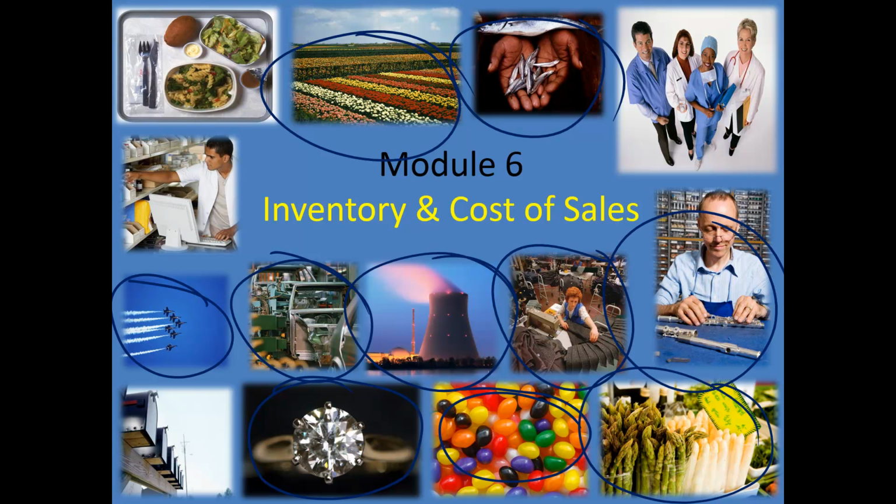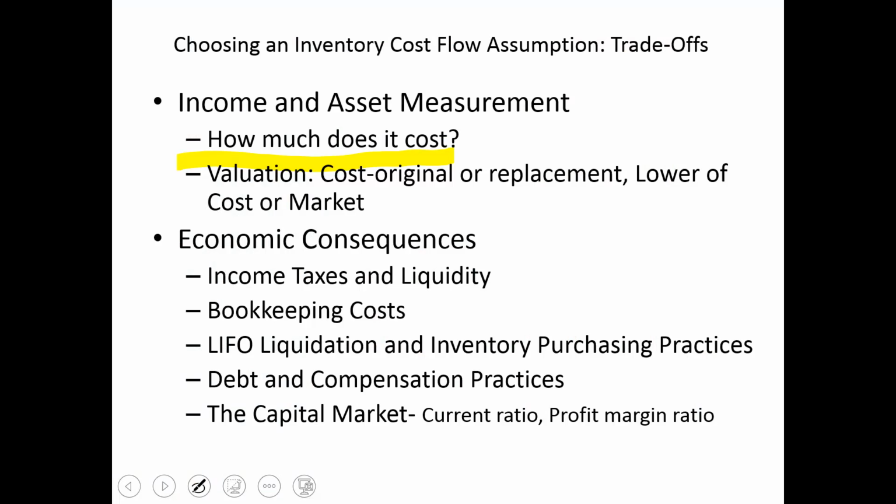Pants, making unique musical instruments is different, and even the U.S. Postal Service has inventory. It's called your mail. So how do we account for inventory? Key question here is how much does it cost?